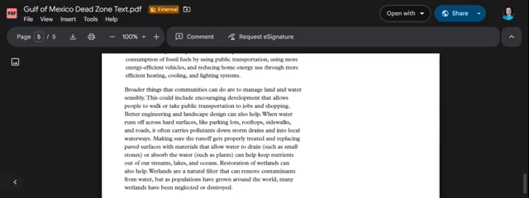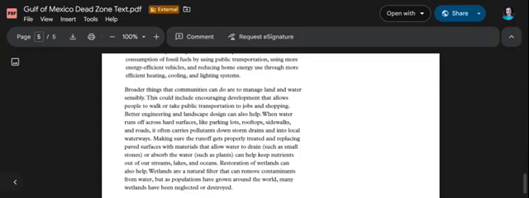When water runs off across hard surfaces, like parking lots, rooftops, sidewalks, and roads, it often carries pollutants down storm drains and into local waterways. Making sure the runoff gets properly treated and replacing paved surfaces with materials that allow water to drain, such as small stones, or absorb the water, such as plants, can help keep nutrients out of our streams, lakes, and oceans.